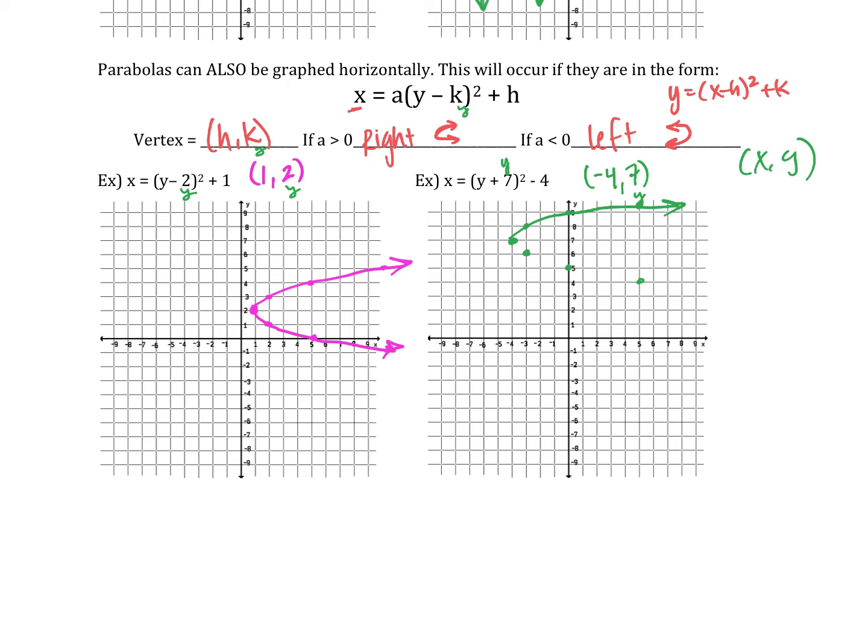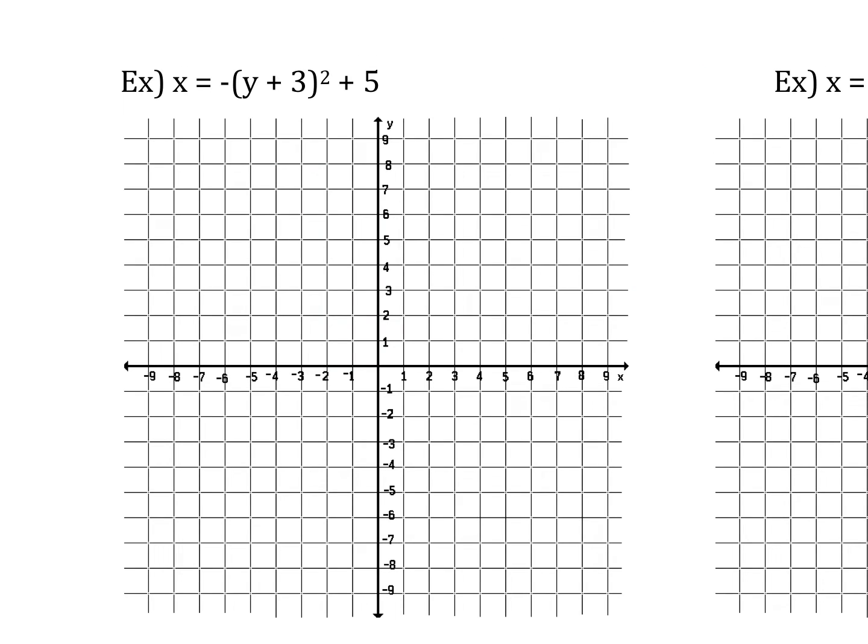And draw my parabola to the right. All right, I'm zoomed in here now. So let's do it again. This time, again, our vertex is HK, so it's 5. This is H, this is K. So our K is -3. So we go over 5, down 3.